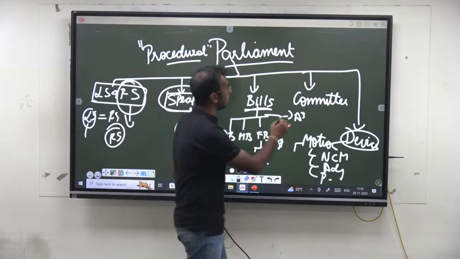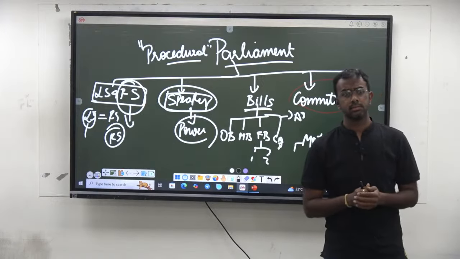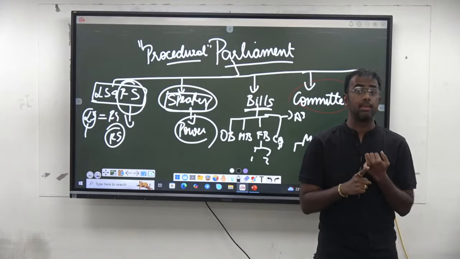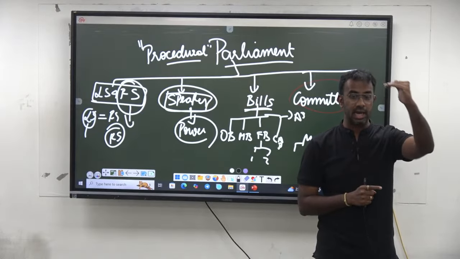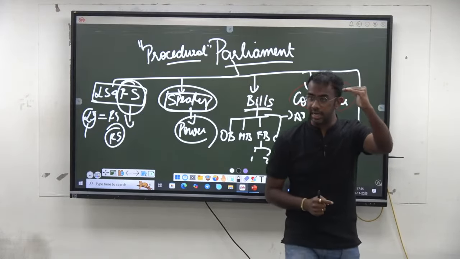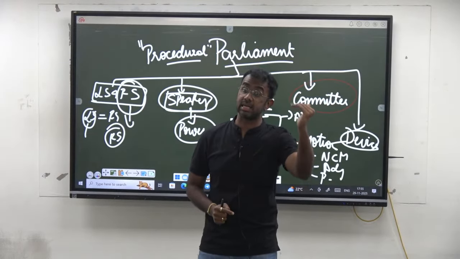Then let us come to committees. Again, which are the important committees? Public Account Committee, Committee on Public Undertaking, Estimates Committee. Important committees, I should be knowing. When did it originate? How many members are there? How many members are there from Rajya Sabha, Lok Sabha?